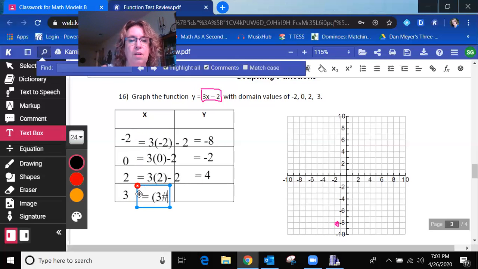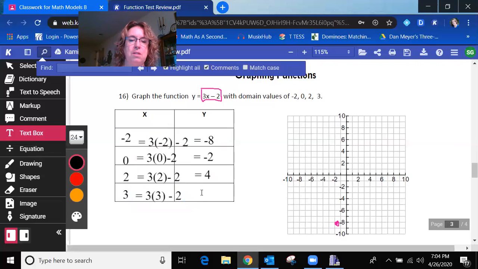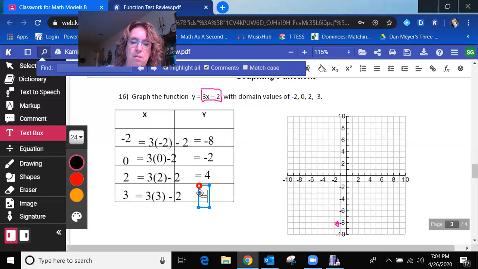3, 3 minus 2. No, not minus. That's why I like to go ahead and type it in 3x minus 2 and then go back to the x and then get it out. 3 times 3. 3 times 3 is 9. 9 minus 2 is 7. That's equal to 7.